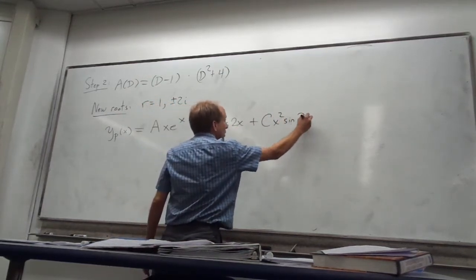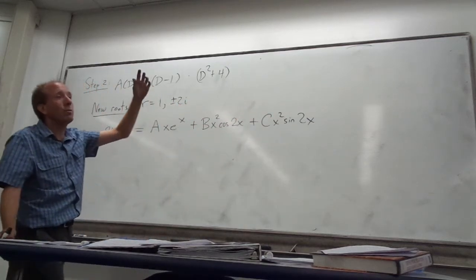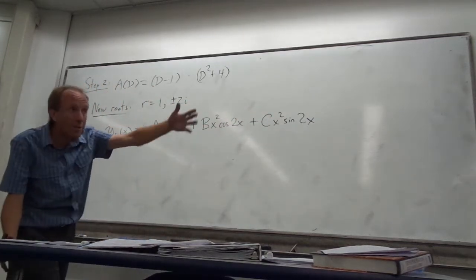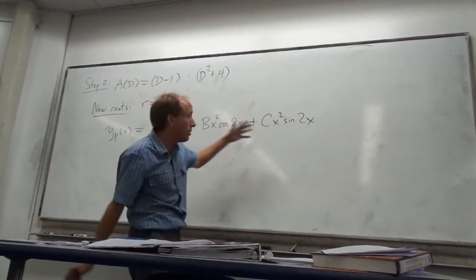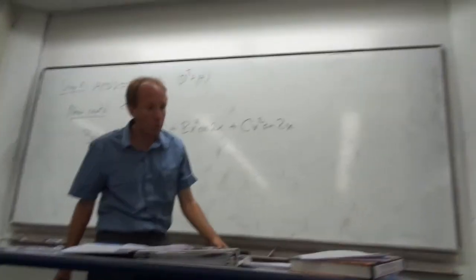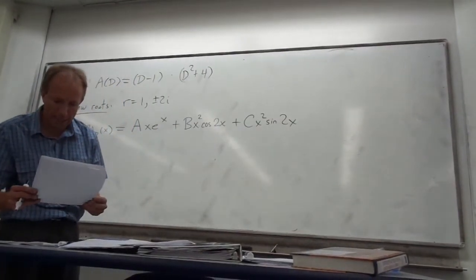All right. These x squareds are because if you go back to the complementary function, you've already had 2 repeats of the cosine and sine terms, and this is now the 3rd time. So you're going to have those things showing up in it. So that would be the form of this thing.